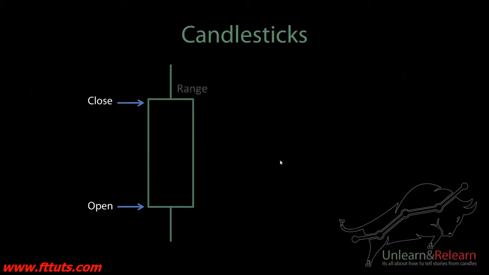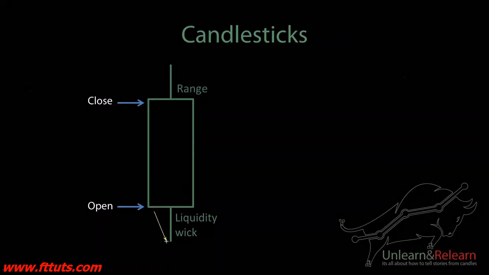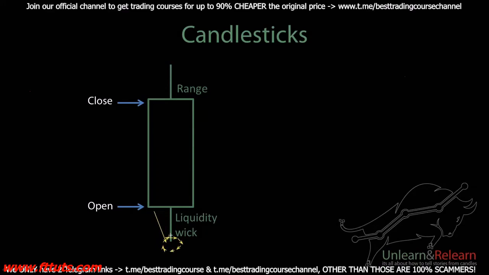When we talk about liquidity wicks and ranges, this is a liquidity wick. In a bullish candle, a liquidity wick is at the bottom, which means that the bullish candle tried to go down. It formed a liquidity wick, which means it grabbed some liquidity, or some fuel, to continue moving up, and then it created a range at the bottom.